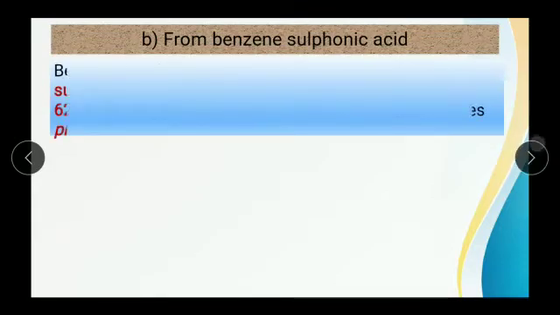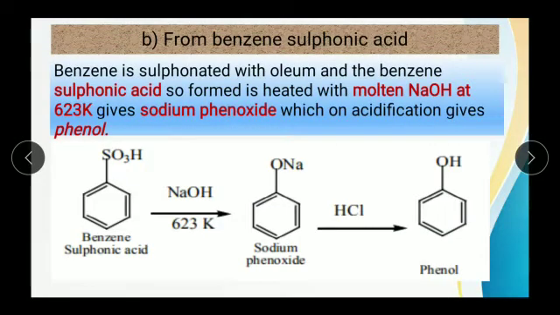Second method, we are getting phenol from benzene sulfonic acid. Benzene is first sulfonated with oleum. We are getting benzene sulfonic acid. Then this benzene sulfonic acid is heated with molten sodium hydroxide.